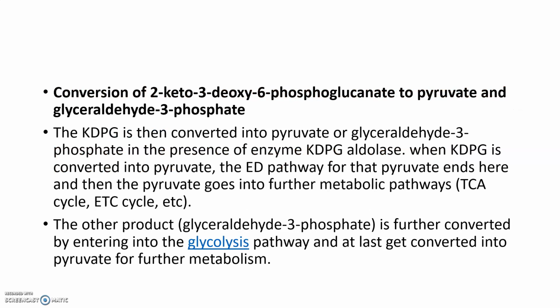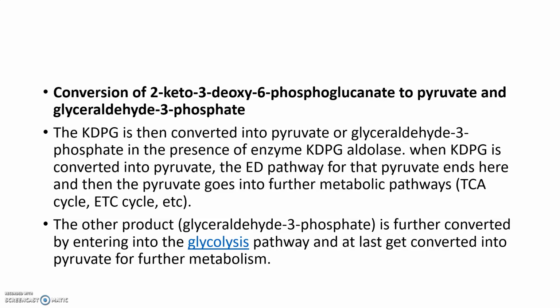Next is the conversion of 2-keto-3-deoxy-6-phosphogluconate to pyruvate and glyceraldehyde 3-phosphate. This molecule is converted into pyruvate and glyceraldehyde 3-phosphate with the help of the enzyme aldolase. This enzyme converts KDPG, that means 2-keto-3-deoxy-6-phosphogluconate, into pyruvate. The ED pathway for the pyruvate ends here, and then the pyruvate goes into further metabolic pathways.